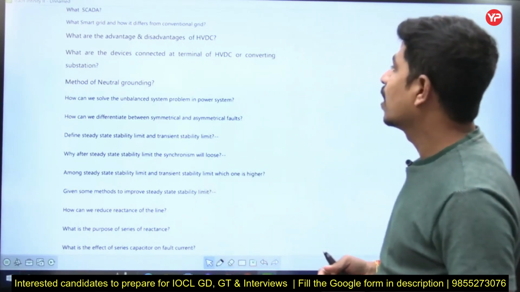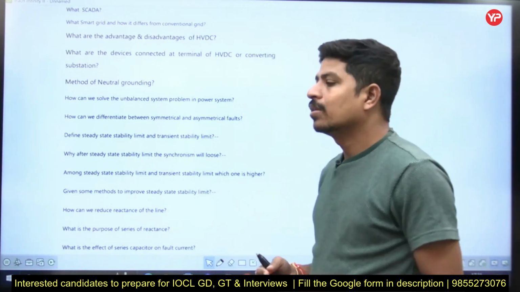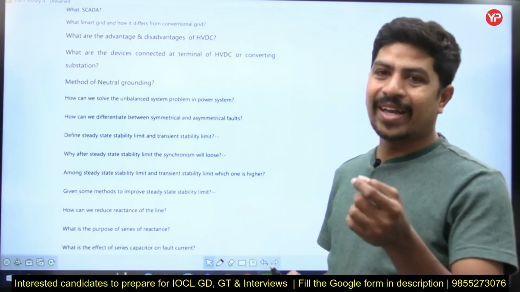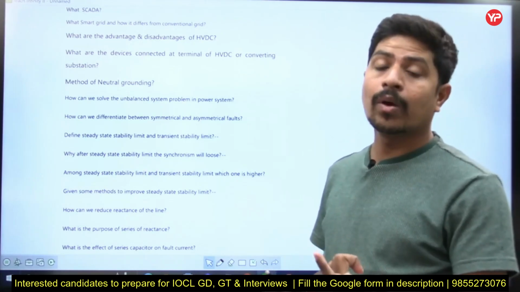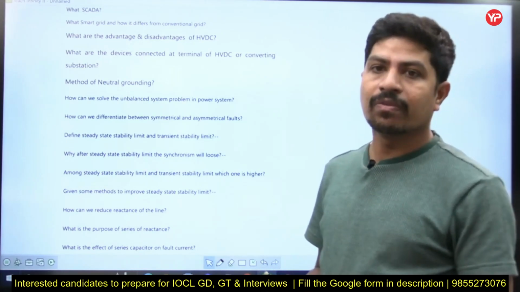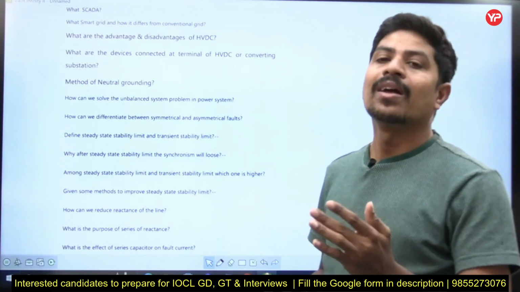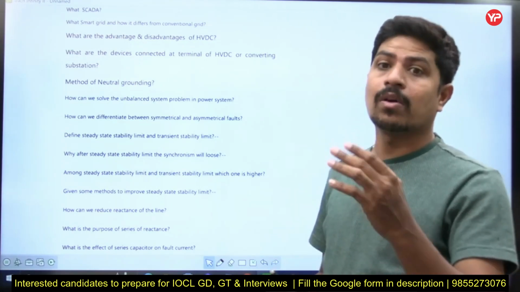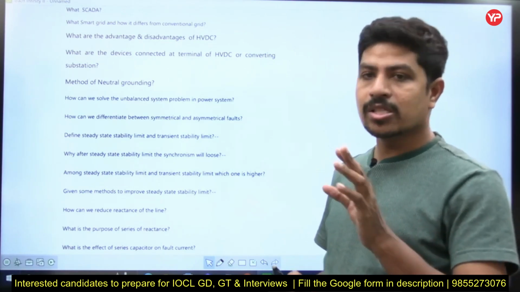The next question is methods of neutral grounding. The neutral of a three-phase machine we connect to the ground. Why are we doing the grounding and which grounding do we prefer? There are several types of grounding like solid grounding or effective grounding, resistance grounding, reactance grounding, Peterson coil grounding. Which grounding is used when?